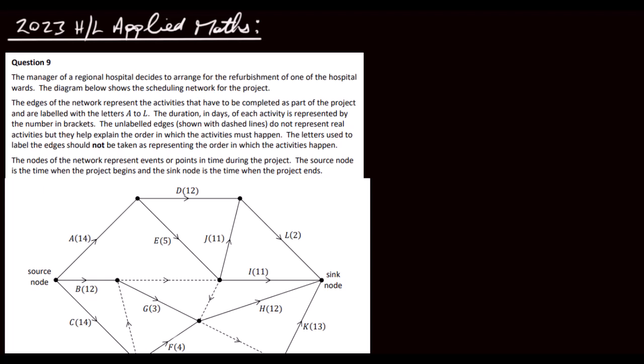The edges of the network represent the activities that have to be completed as part of the project and are labelled with the letters A to L. The duration in days of each activity is represented by the number in brackets.